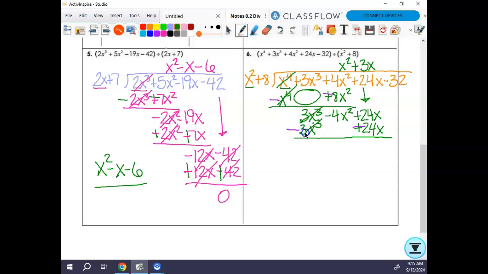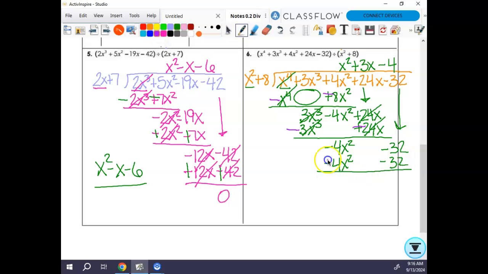These zero out. Negative 4x squared plus 0 is negative 4x squared. These zero out, and I can't forget about my minus 32. Everybody with me so far? So now I take negative 4x squared divided by x squared, and I get what? Negative 4. Multiply it back, so I get negative 4x squared. And then negative 4 times 8 is a negative 32.